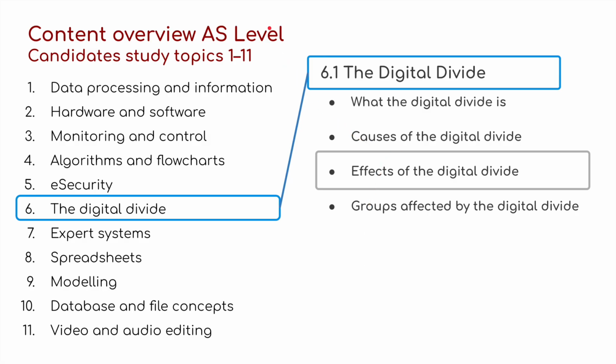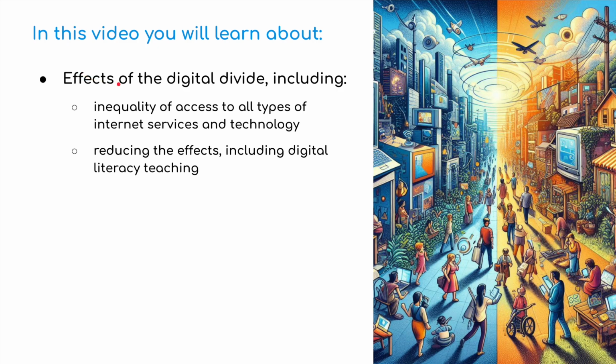Okay, so we're going to be looking at the effects of the digital divide, as you can see with topic 6 out of 11 topics. Obviously there are 11 topics for the AS level, there are more topics for the A level. In this video, we'll learn the effects of the digital divide, including inequality of access to all types of internet services and technology, and reducing the effects, including digital literacy teaching.